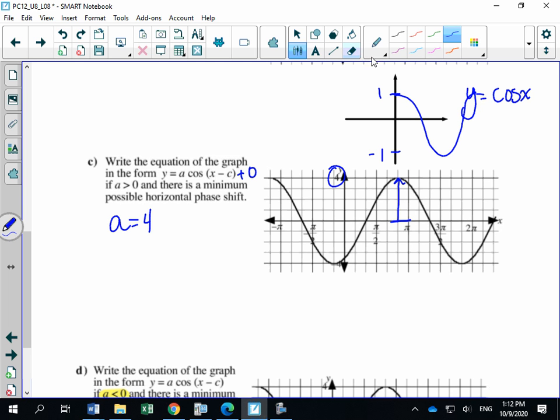From there, we need to say, okay, what is one box worth? We'll just double check. If we get to pi, I count 1, 2, 3, 4, 5, 6 boxes to get to pi. So each box is worth pi over 6. So my scale factor is going to be pi over 6.